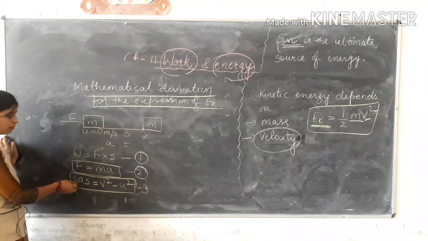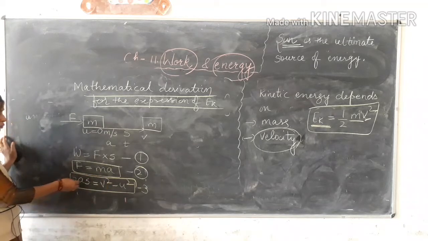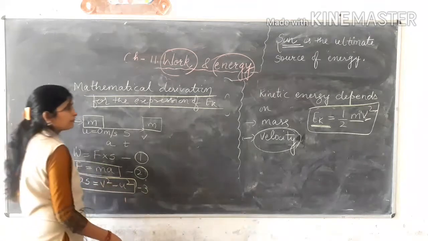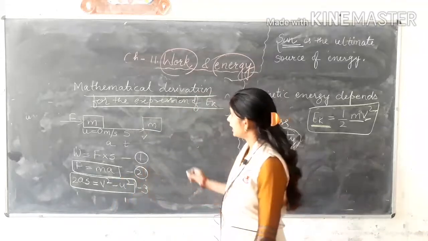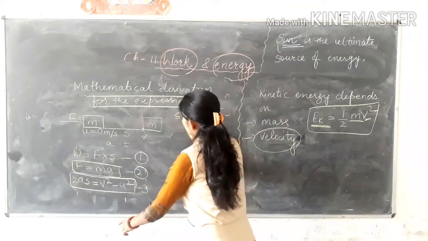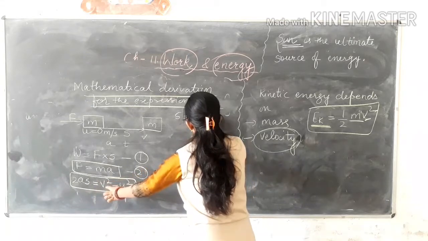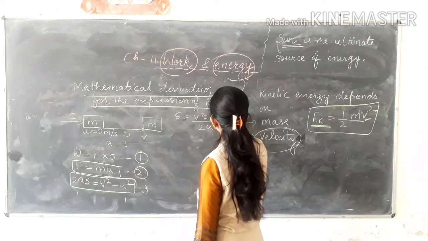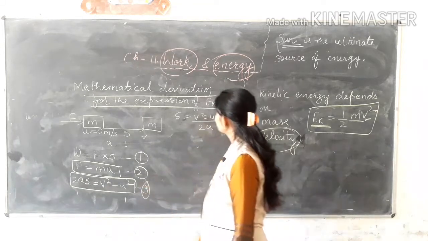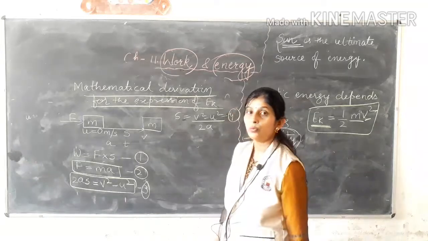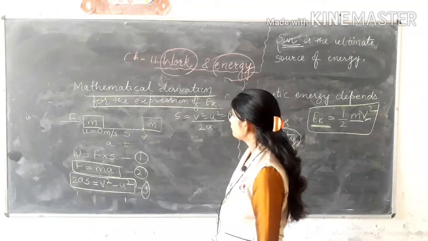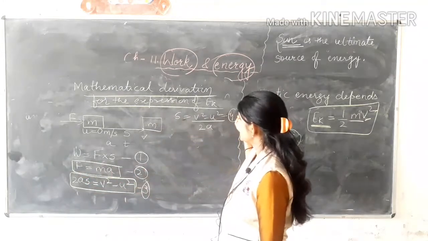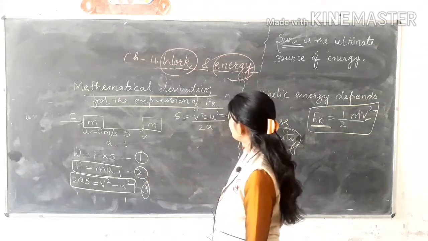Transfer it from left to right side, then 2a will divide v square minus u square, and then we will have s is equal to v square minus u square upon 2a. This is our fourth step.